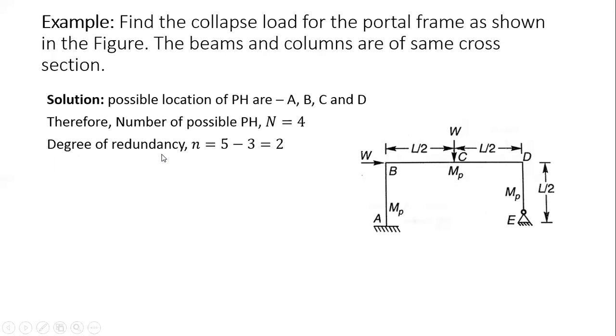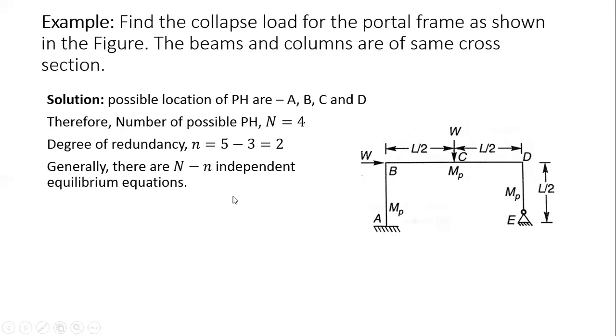Then what is the degree of redundancy of this frame? We have fixed supports: 3 reactions here and 2 reactions here. So 3 plus 2 is 5, and the number of equations available to us is 3. So 5 minus 3 is equal to 2. So the degree of redundancy of this frame is 2.